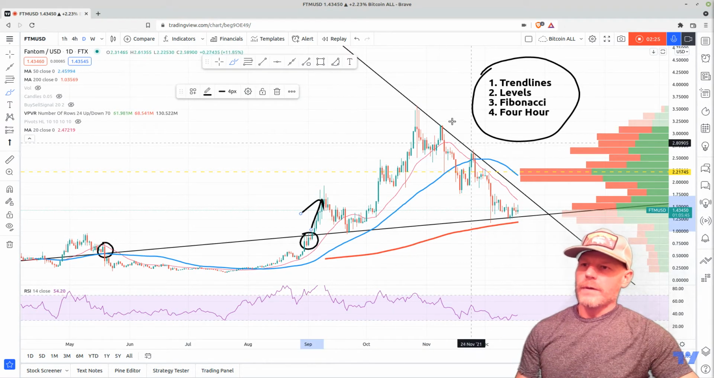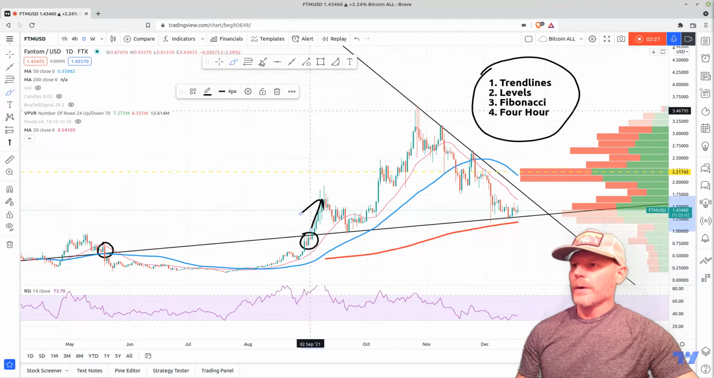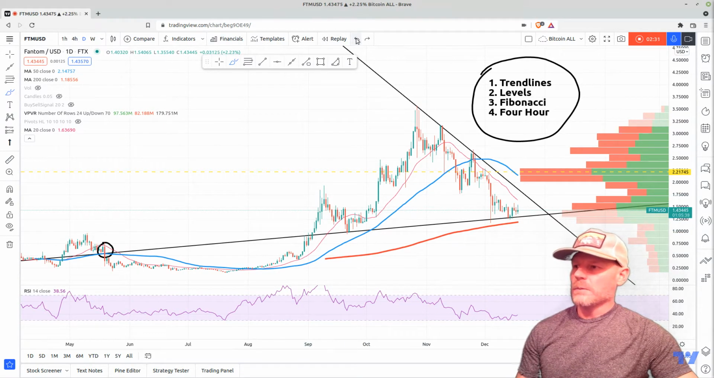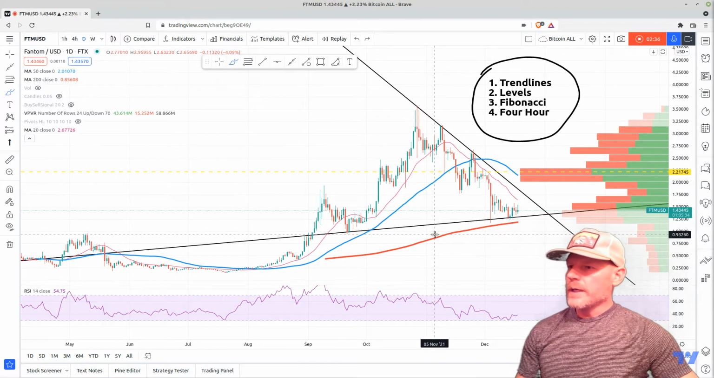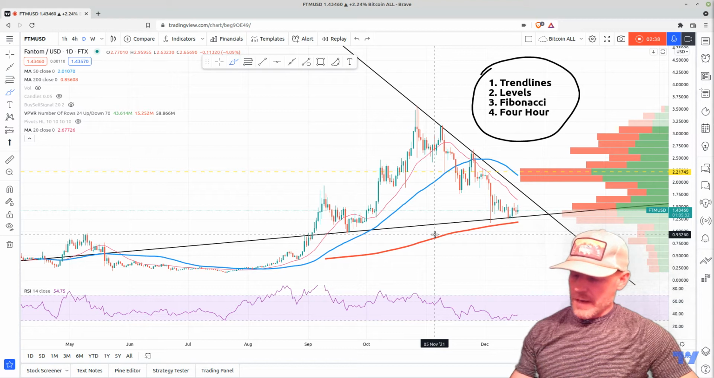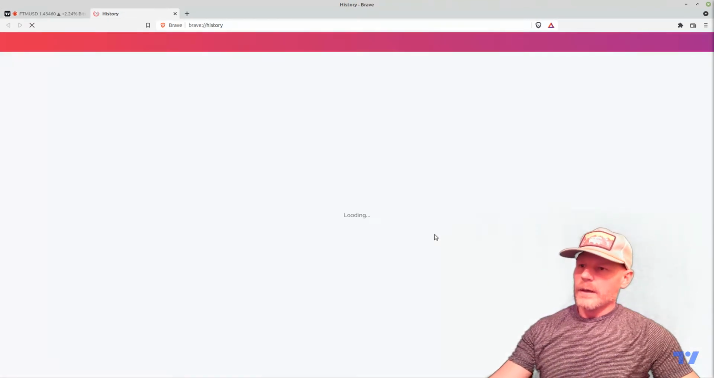So what do we have here? We have a big bullish triangle, all right? Let me get rid of my drawings real quick and let's go ahead and tackle some levels. All right, so I'm going to draw some levels underneath us. First of all, this definitely looks to be an area.